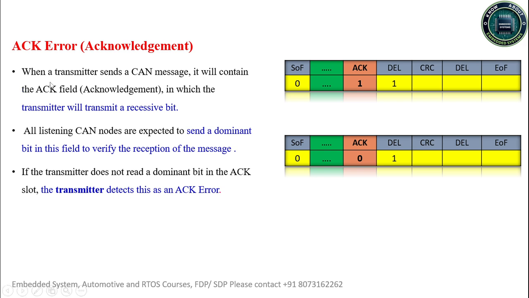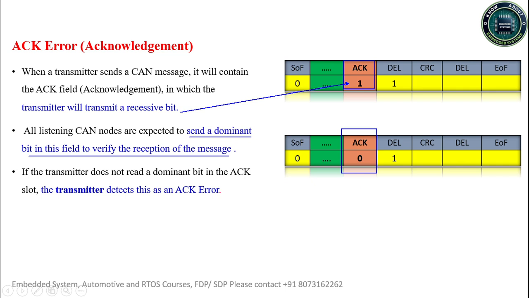Now you can see here, whenever a transmitter transmits a CAN message, it will contain an acknowledgement field. That means this field, in which the transmitter will transmit a recessive bit. This is what I told. So here the transmitter will be transmitting a recessive bit, that is nothing but 1. All listening nodes, that is all receivers, are expected to send a dominant bit in the same field to acknowledge that data has been successfully received.